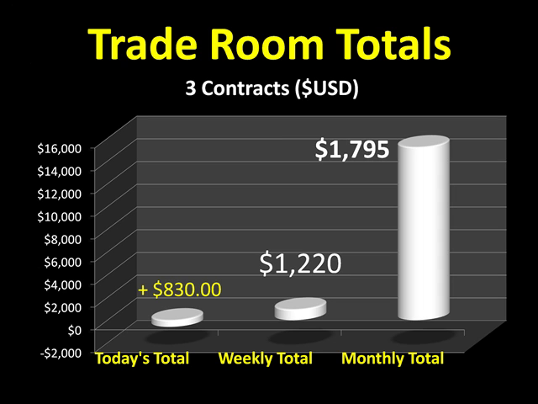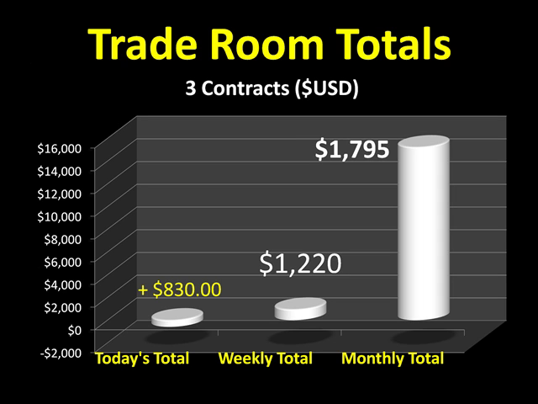$830 went 6 for 8 today here in the room. $830 USD for 3 contracts. That brings our weekly total here to $1220. All right, so just over $200 yesterday. Puts us over $1,000 for the week here.